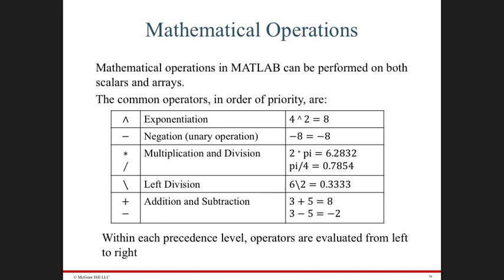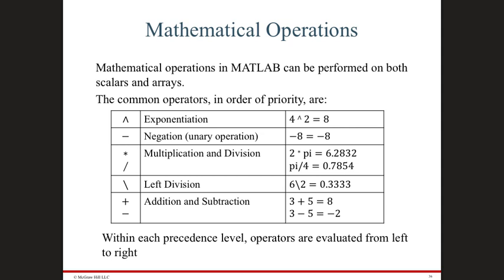So the exponentiation, I think this is switched out. This should be 4 times 2. But exponentiation with 4 to the power 2 giving 8 is strange to me. I don't think it's correct. Negation gives you the negative, again, minus 8 equals minus 8.